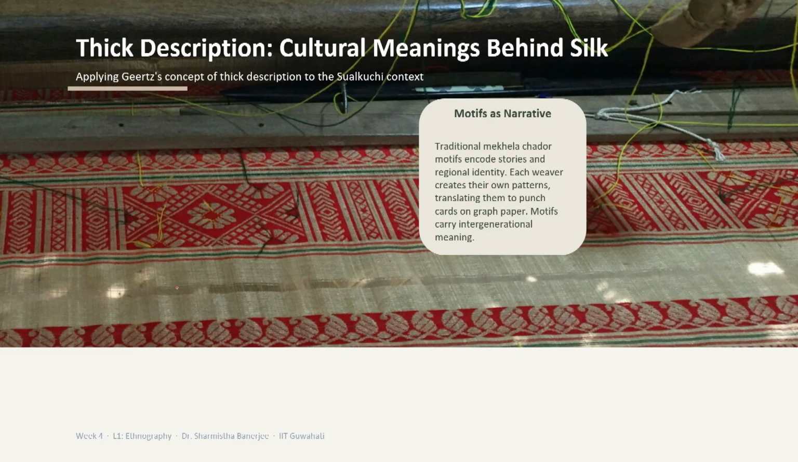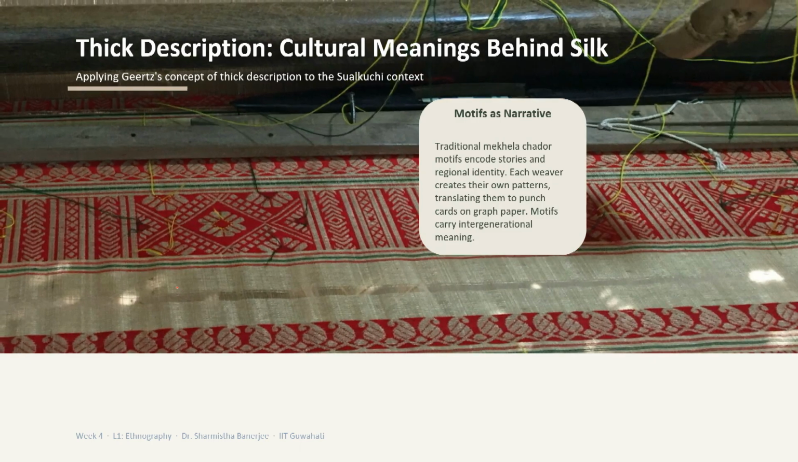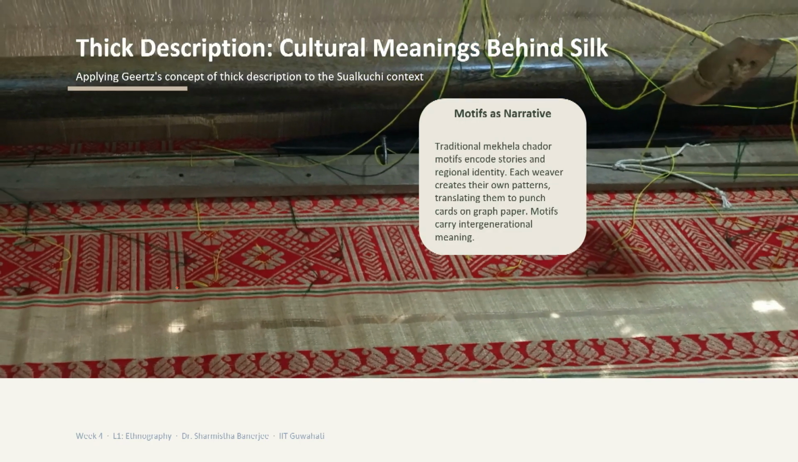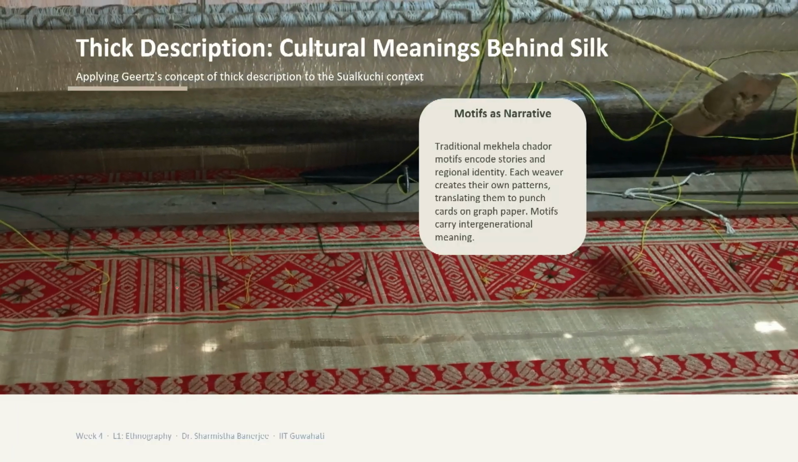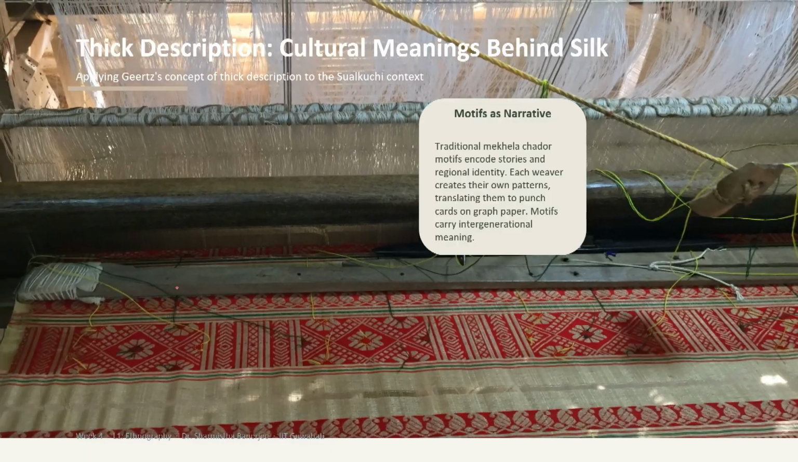Each weaver creates their own patterns, translating them to punch cards on graph paper. It can be a combination of these, or there are also times nowadays when somebody shares through Instagram, I want this kind of a motif, and then the weaver takes it to a graph maker who tries to see how can I convert this image into an appropriate motif and punch it into graphs. So the motifs carry a lot of intergenerational meaning, and in today's day and age it is still evolving with current mediums like Instagram or Pinterest.